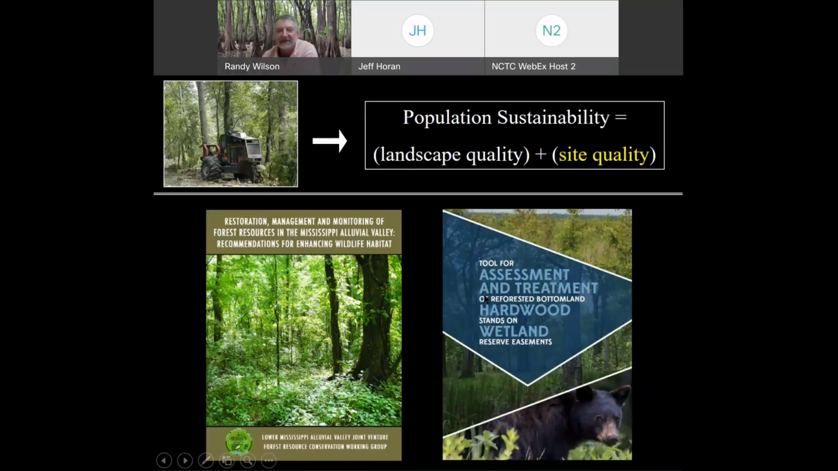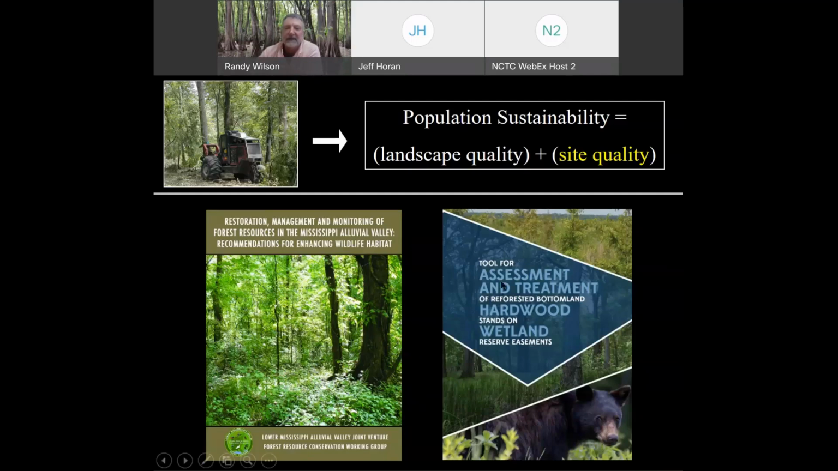So looking at population sustainability versus landscape quality and site quality, here we're going to get into more of the site quality. The graphic on the left is the book, Desired Forest Conditions for Wildlife: Restoration, Management and Monitoring of Forest Resources. And then the joint venture partnership, working with NRCS, has also built some additional tools to facilitate the restoration and the management of reforested areas. Remember, I spoke earlier about over 1 million acres that have been reforested. Well, a lot of that's coming online and requires management as well.